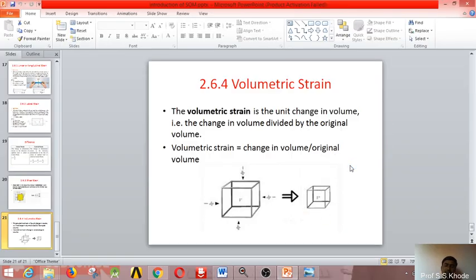In the upcoming lecture we will discuss the stress strain diagram for ductile and brittle material.